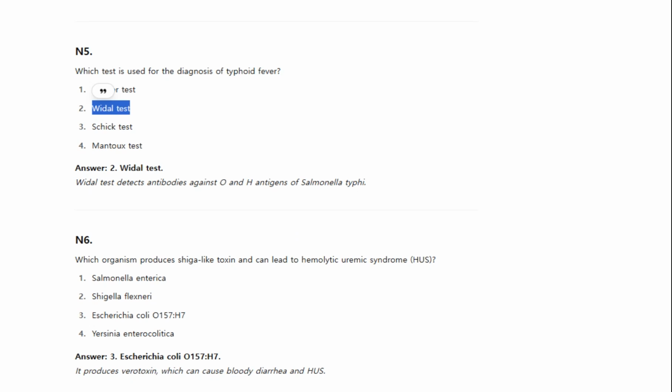N6. Which organism produces Shiga-like toxin and can lead to hemolytic uremic syndrome? 1. Salmonella enterica. 2. Shigella flexneri. 3. Escherichia coli O157:H7. 4. Yersinia enterocolitica. Answer: 3. Escherichia coli O157:H7. It produces verotoxin, which can cause bloody diarrhea and HUS.